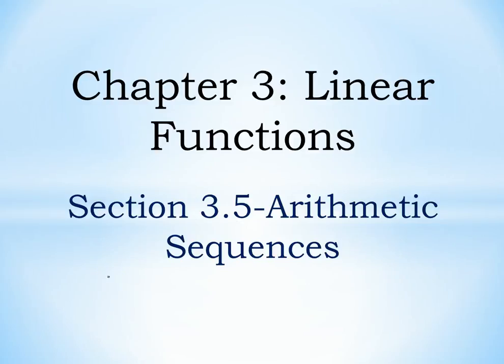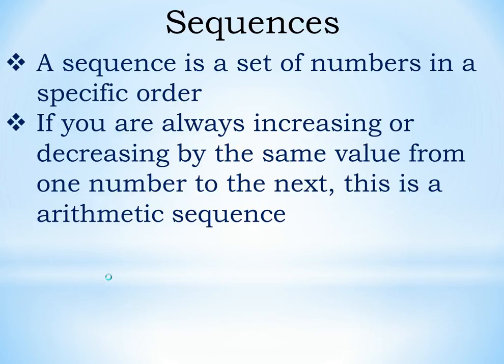Hello, so today we're going to be talking about arithmetic sequences. Now, a sequence is a set of numbers in a specific order. If the order happens to be always increasing or decreasing by the same value from one number to the next, that is what we call an arithmetic sequence. And by increasing or decreasing by the same value, I mean we're always adding 4, adding 5, subtracting 7, whatever it is, with each and every set of numbers.